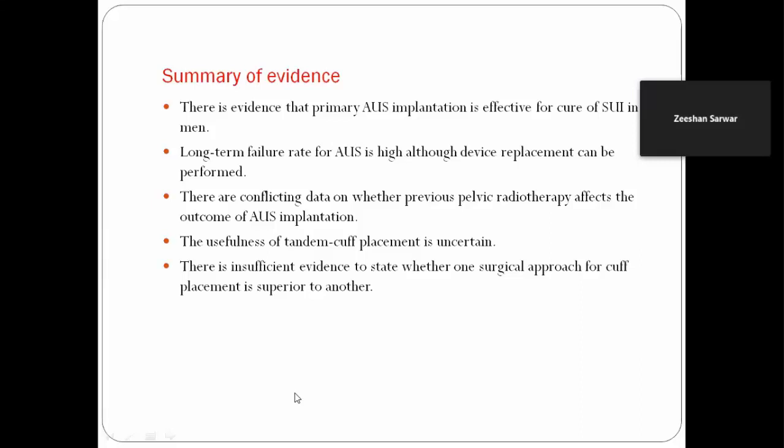There is evidence that primary artificial urinary sphincter implantation is effective for cure of stress urinary incontinence in men. Long-term failure rates of artificial urinary sphincter are high, although device replacement can be performed. There are conflicting data on whether previous pelvic radiotherapy affects the outcome of artificial urinary sphincter implantation. The usefulness of tandem cuff placement is uncertain. There is insufficient evidence to state whether one surgical approach for cuff placement is superior to another.